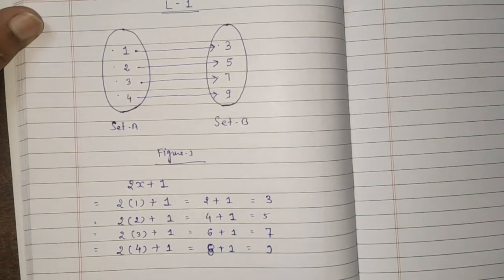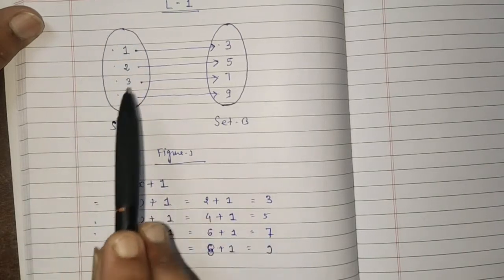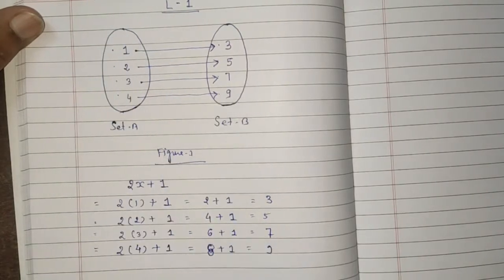So we can say the elements of set A are related with all the elements of set B. Now see the second figure.